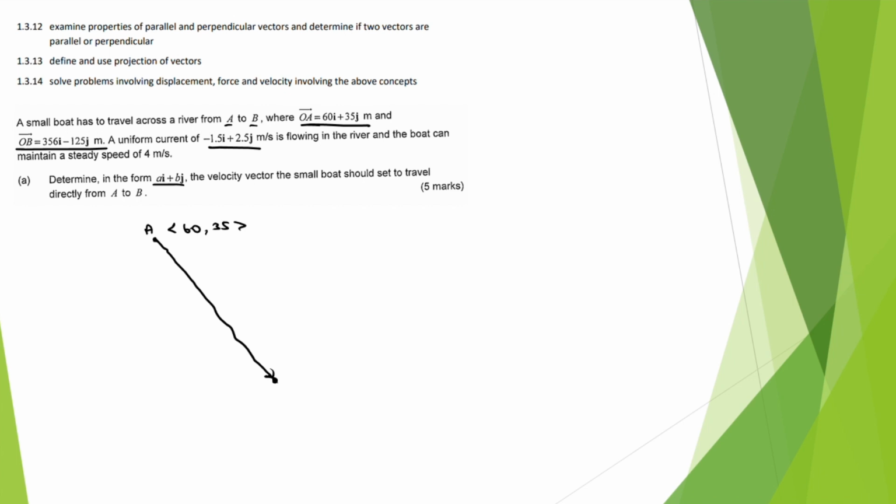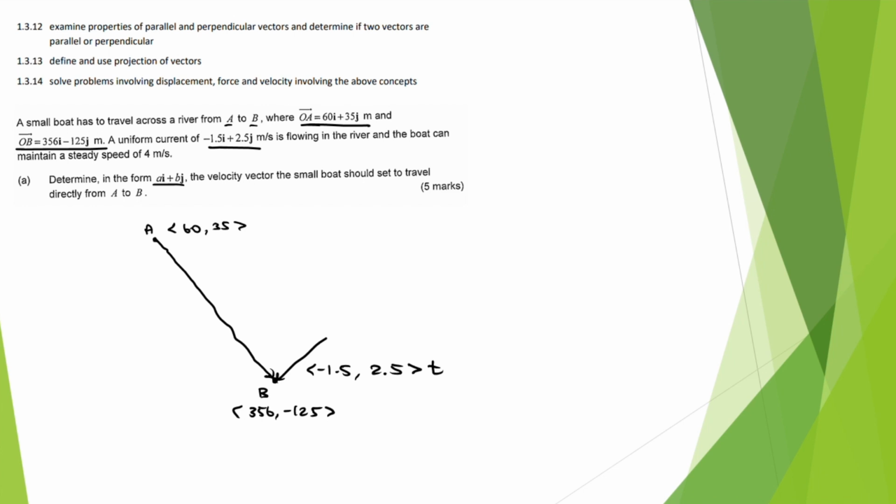So B over here is a vector of 356, negative 125. I have a vector, a uniform current, moving in this direction. If I think about my boat moving over the course of time, then the distance traveled by the current pushing me will be equal to negative 1.5, 2.5 times the time it takes me to get from point A to point B.